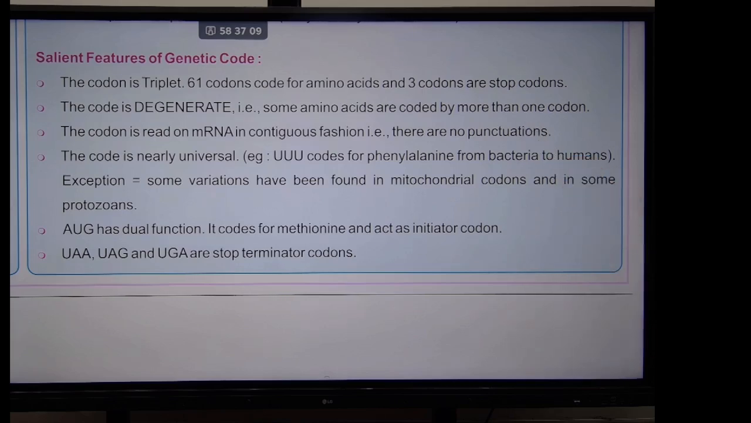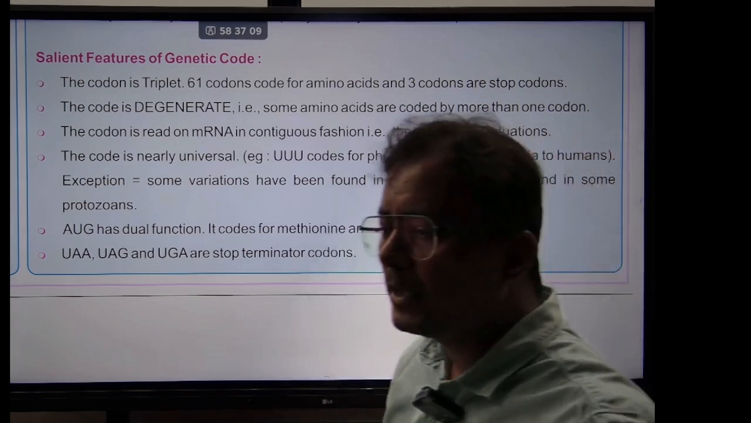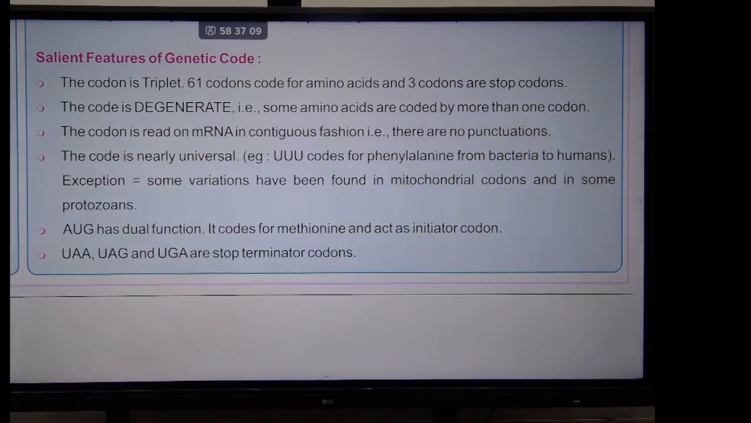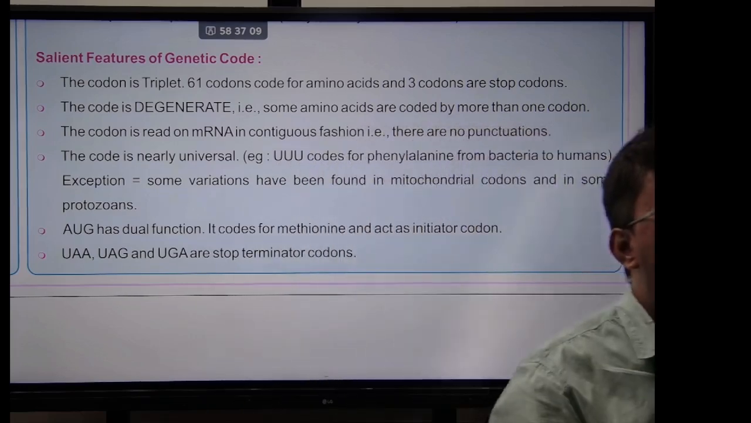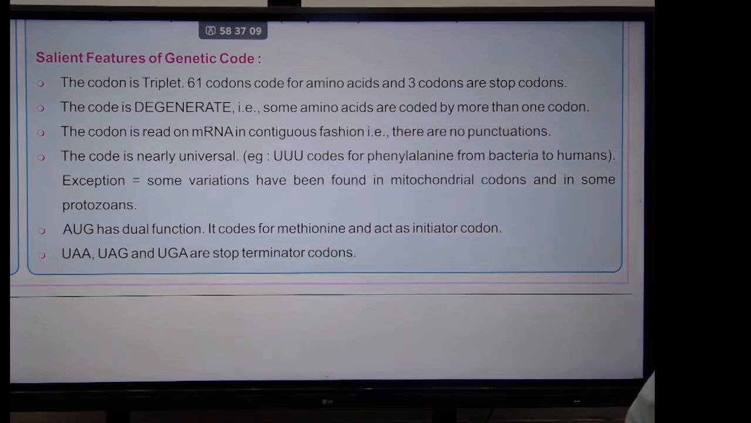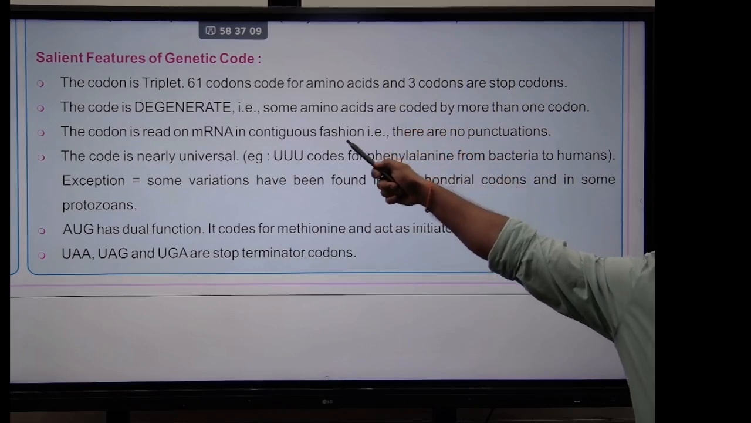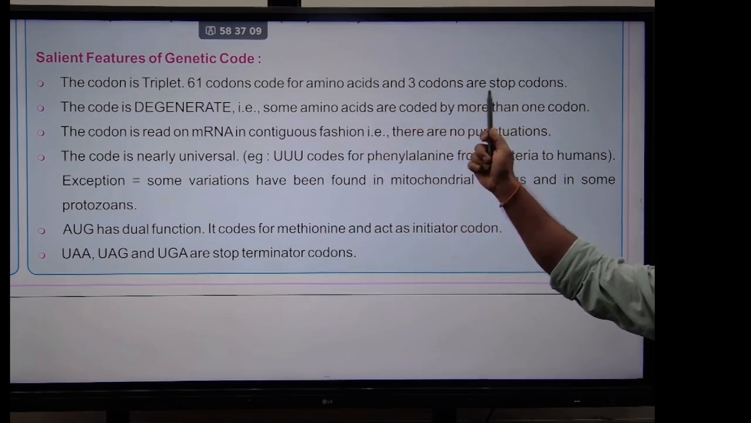61 codons for amino acids and 3 codons are stop codons. There's something mentioned in the textbook. What they thought first was that the codon may be single, doublet, or triplet. The triplet actually satisfies all the amino acid sequences. So when we multiply the codons, we totally get how many codons, guys? 64 codons. In that, 61 code for amino acids and 3 code for stop codons.